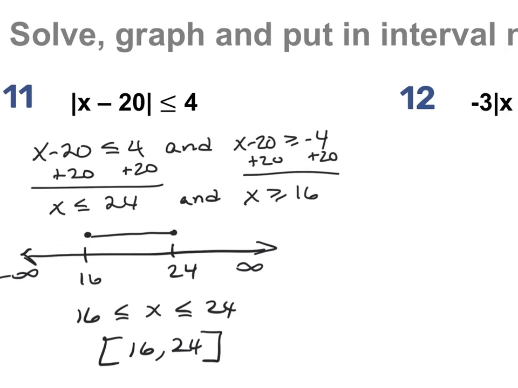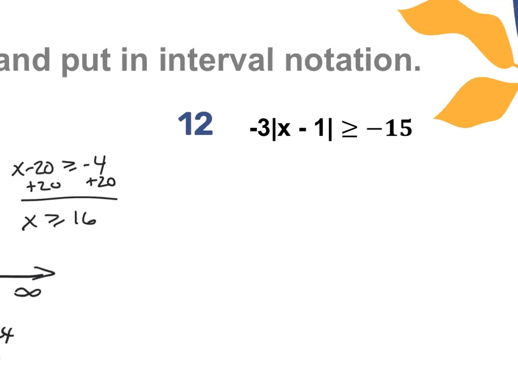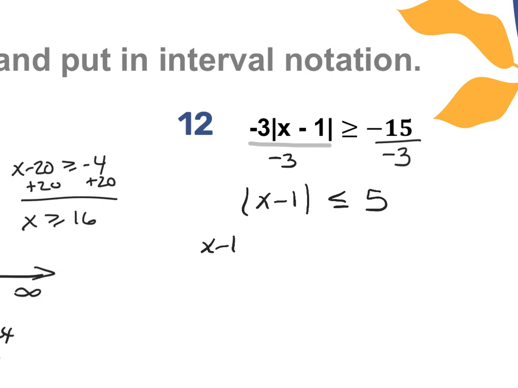Again, remember, step number 1 is to isolate the absolute value. So before I can even begin making my two problems, I need to divide both sides by negative 3. Once you divide by a negative, remember your symbol reverses. And now it's a less and, make your two problems.